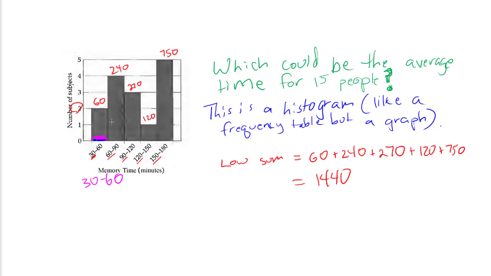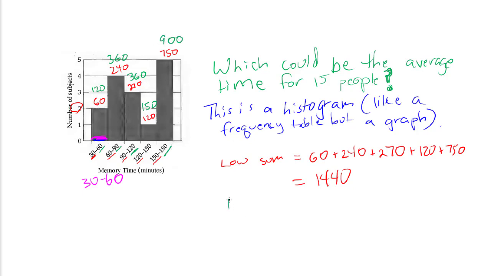Now, I could also be at the high end of the range in each category. This would give me the maximum total possible. There, I would do 60 times 2, which is 120. 90 times 4, or 360. 120 times 3, which is 360 again. 150 times 1 is 150. And 180 times 5 is going to be 900.